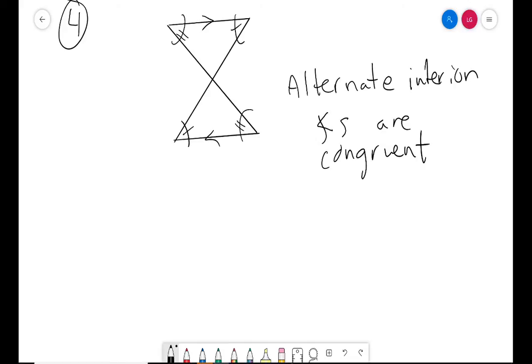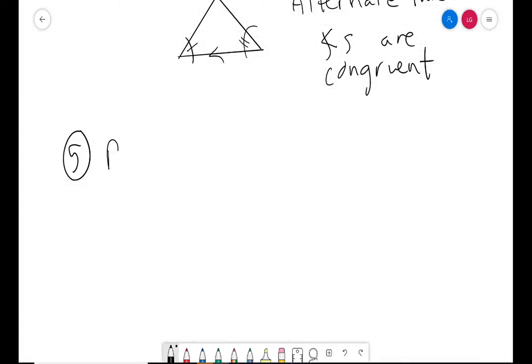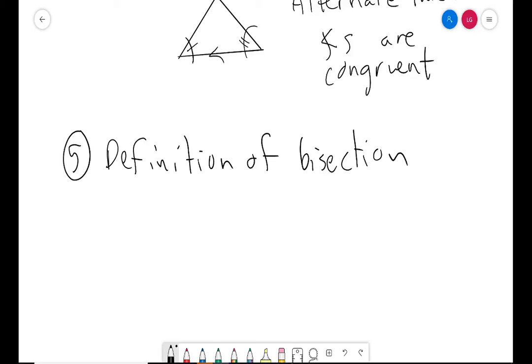So I think the most common setup is going to be this type of setup where you have two triangles that involve two vertical line segments combined with usually the definition of bisection or midpoint.